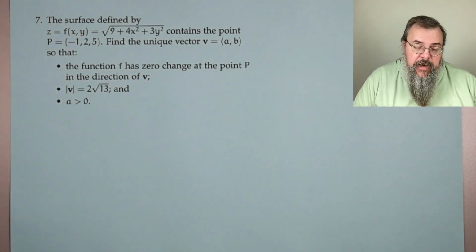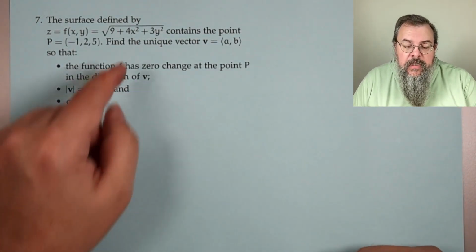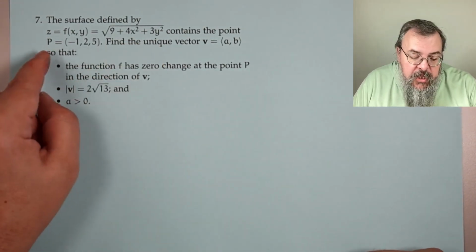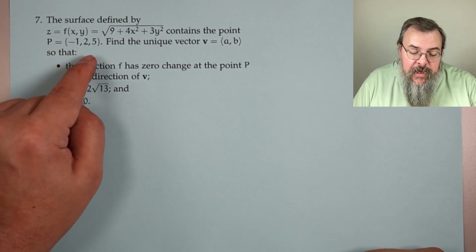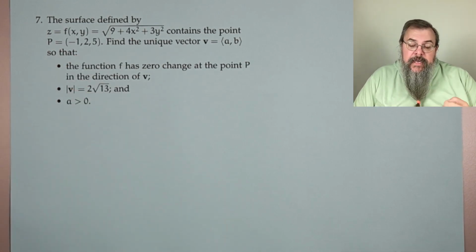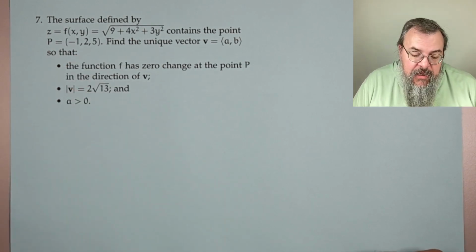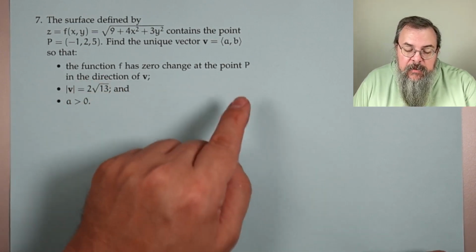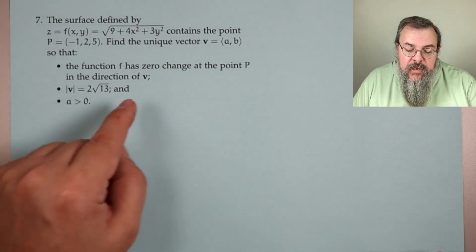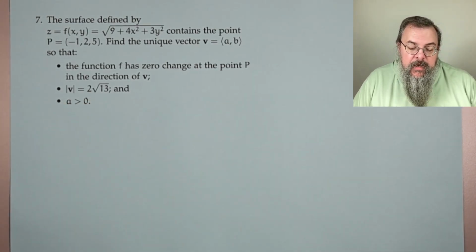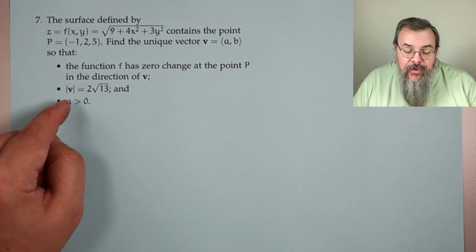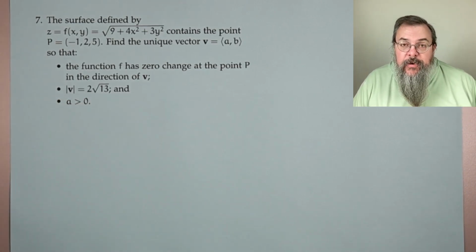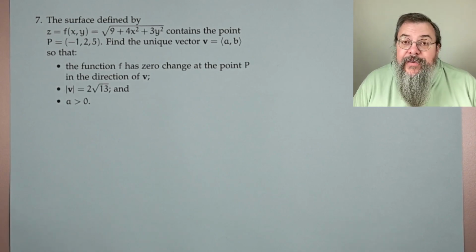The surface defined by z equals root 9 plus 4x squared plus 3y squared contains the point P is minus 1, 2, 5. Find the unique vector v, AB, so that the function f has 0 change at the point P in the direction of v. All right? V, magnitude, is 2 root 13. Okay? And the first coordinate, A, is positive.